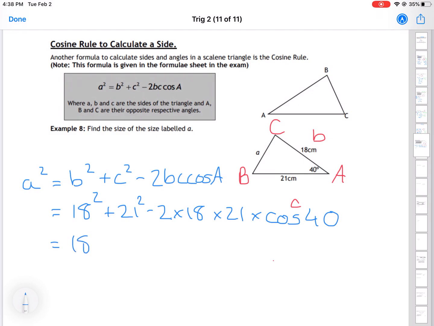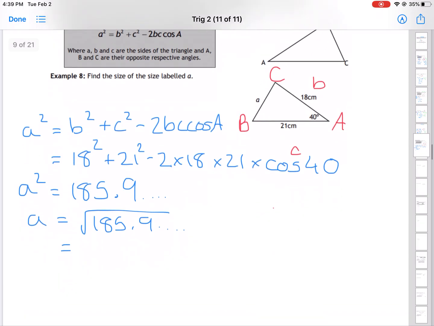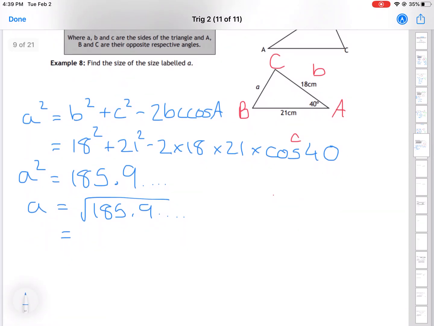We should get then 185.9 for the answer. Don't clear that from your calculator. That is a squared. So the last thing to do to find a is to square root 185.9. Keep that in your calculator as whatever it is, so you can square root it to more accuracy. Therefore, the length of side A is 13.6 centimetres to 1 decimal place.